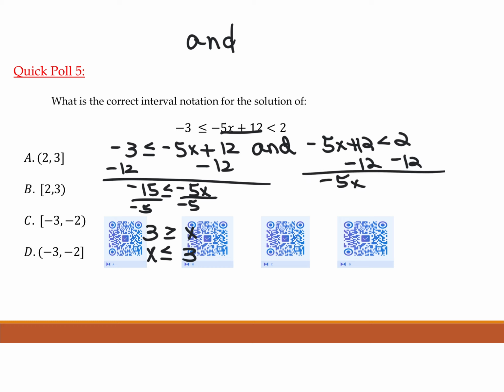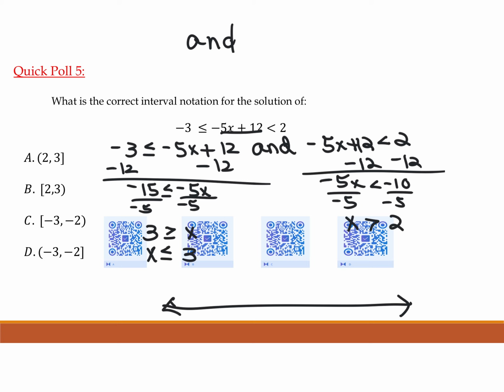I have negative 5x is less than negative 10. Divide by negative 5, which means that I have to flip that inequality, and I get x is greater than 2. So I'm going to graph, and I'm going to put on my number line the number 2 and the number 3. Greater than 2 would be an open circle on 2, shade to the right.